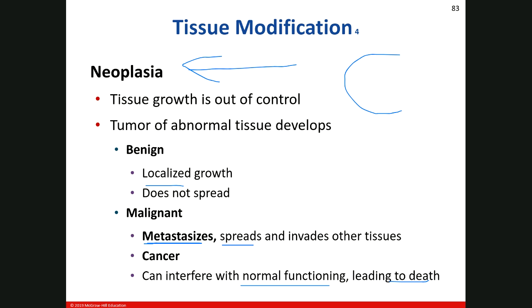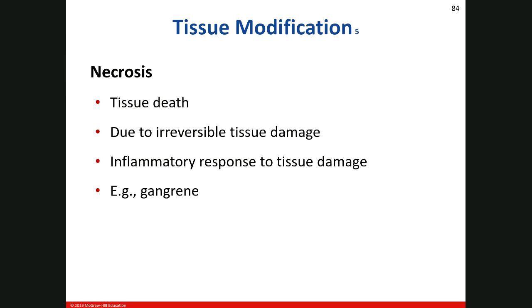The last type of tissue modification is necrosis, which is tissue death. A perfect example is frostbite. If it gets really bad, you can get gangrene. So this type of tissue death is irreversible. It is an irreversible type of death.